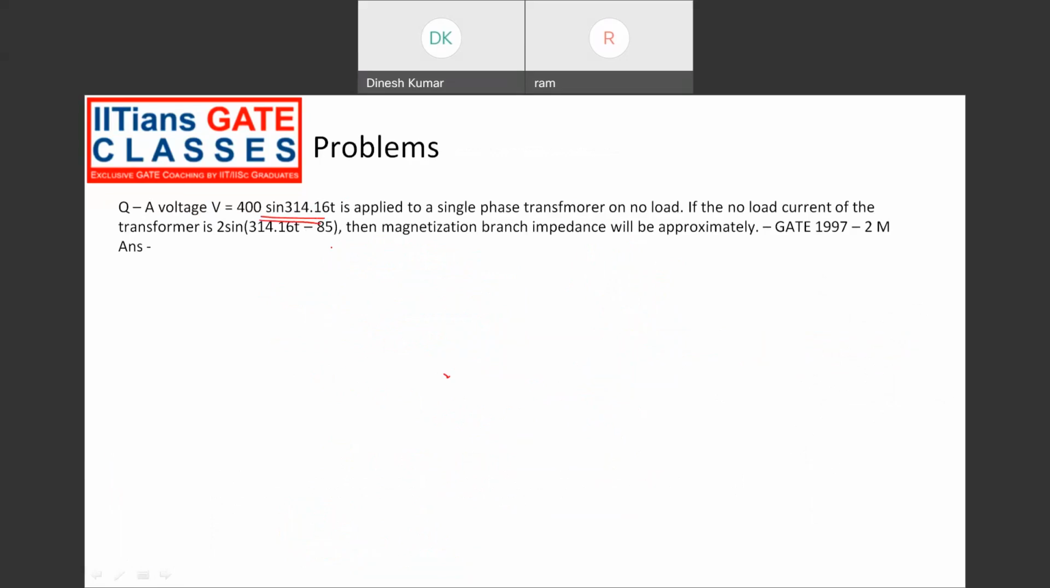A voltage V equal to 400 sin(314.16 t) is applied to a single phase transformer on no load condition. If the no load current of the transformer is 2 sin(314.16 t minus 85 degrees), then the magnetic branch impedance will be approximately.